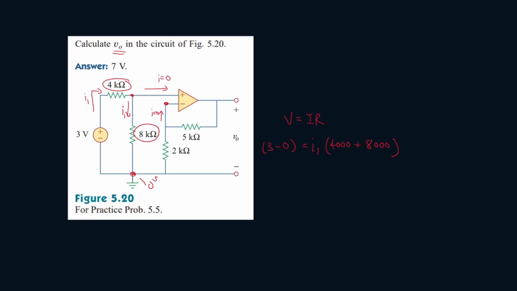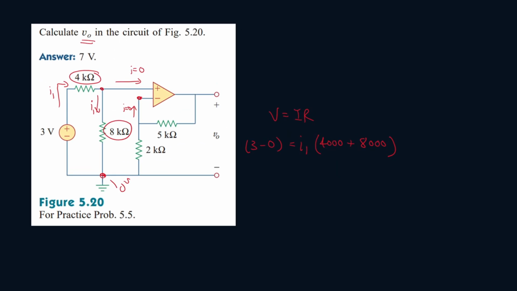Okay, and if you notice, what I just pretty much did was, it's this minus this all over the resistance. Okay, so this will give you your I1 value. So that gives me 2.5 times 10 to the minus 4 amps.